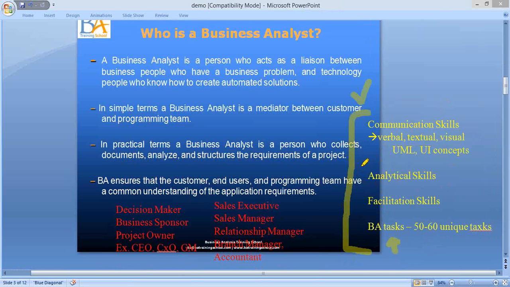So you're able to follow this? If you have any questions, you can ask me. Yeah, I was just going to ask again if you can quickly, in like 1 or 2 lines, explain again what UML and UI concepts are?